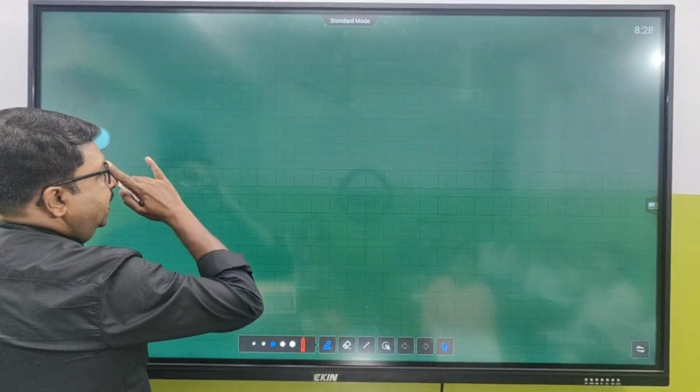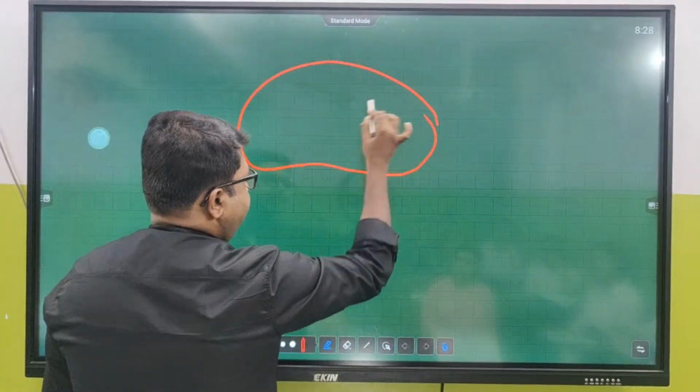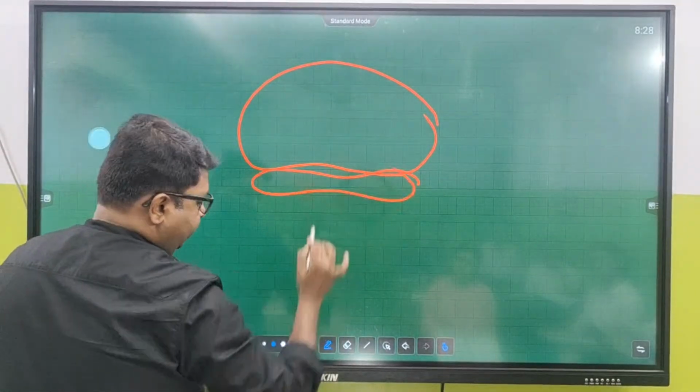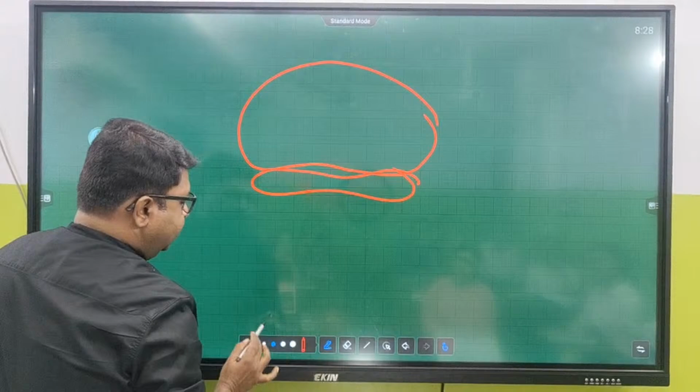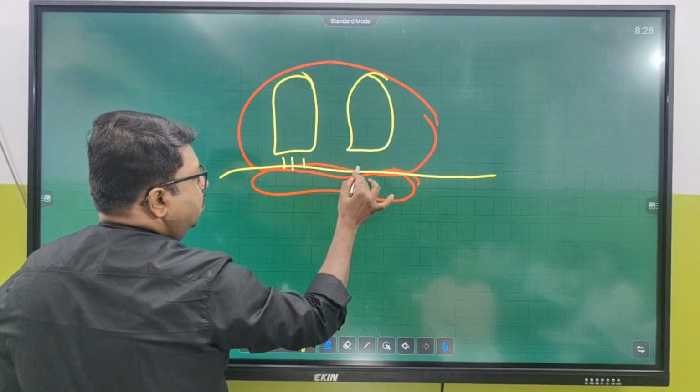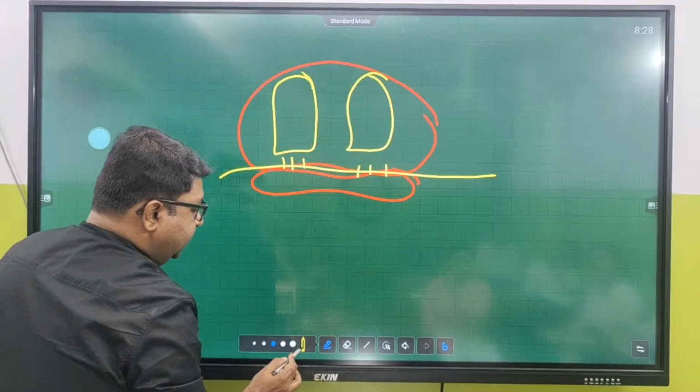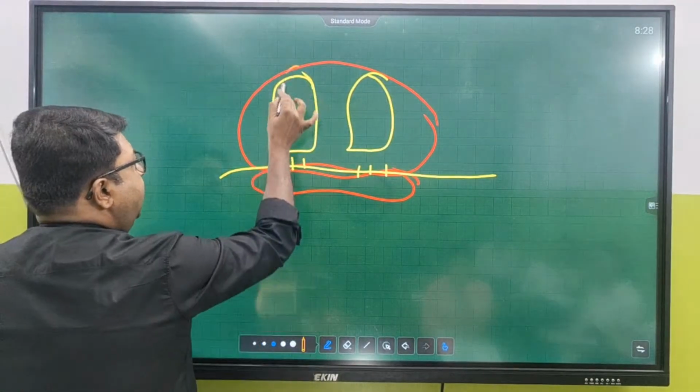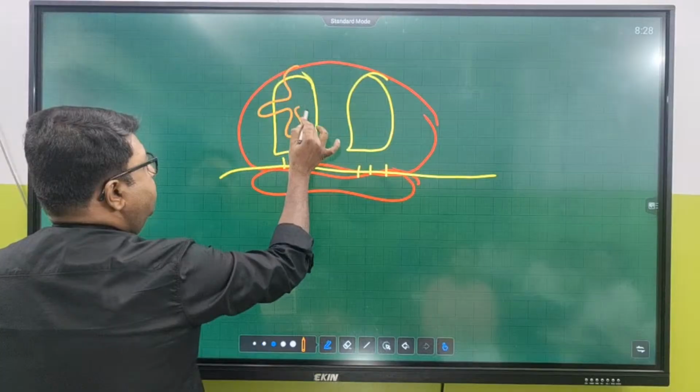And ultimately, what is it going to make? If this is the ribosome, this is the ribosome having the P site and A site. These are codons, and the tRNA which is going to come over here is going to have the anticodon site.